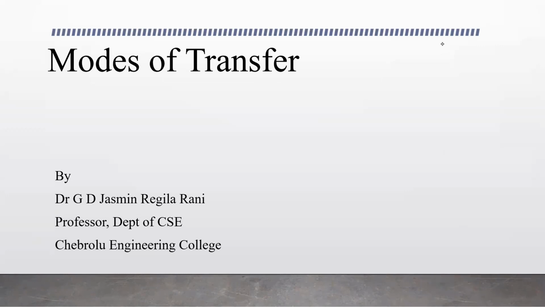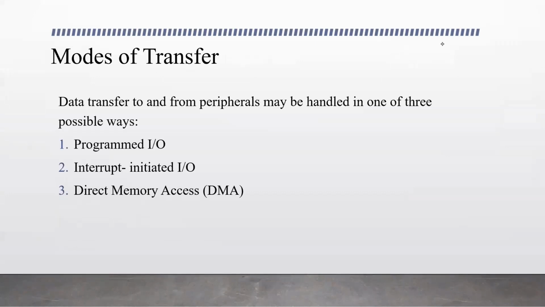Good morning. We have been discussing the modes of transfer, right? The three possible ways that are used to handle the data transfer are programmed I/O, interrupt initiated I/O, and direct memory access. And in the earlier class, we discussed programmed I/O, and we have been discussing interrupt initiated I/O.